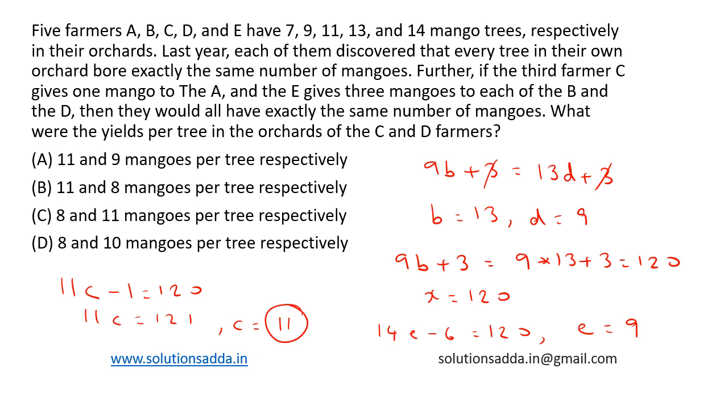So 11 and 9 are the mangoes corresponding to the third and fourth farmers, that is C and D. So option A, 11 and 9, is the correct answer.